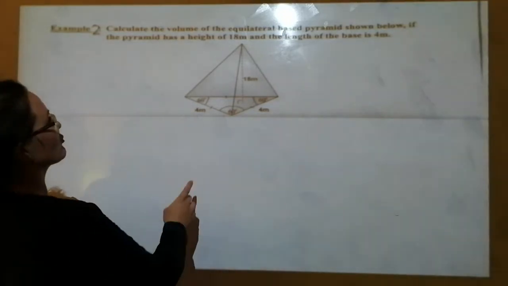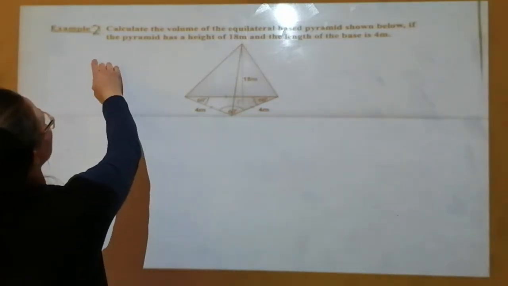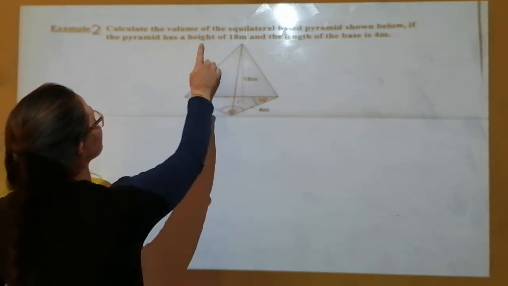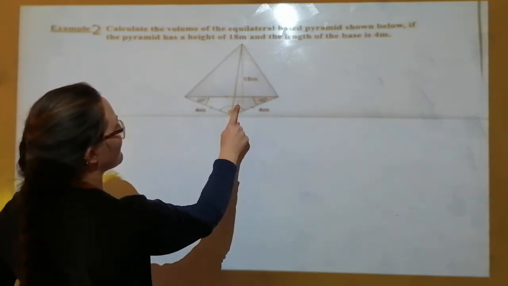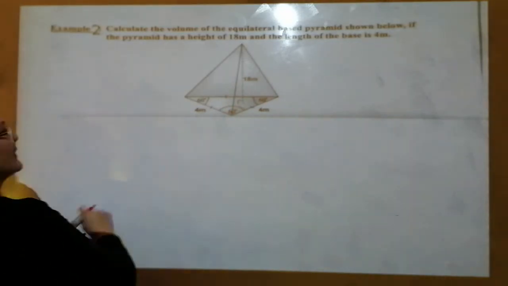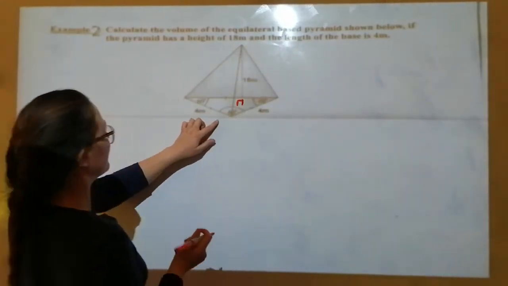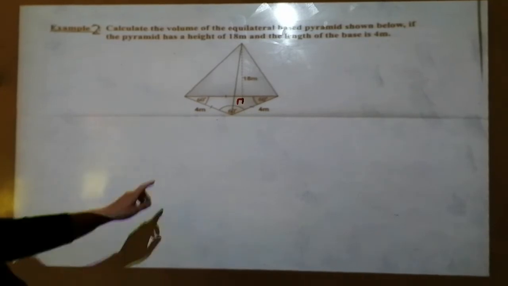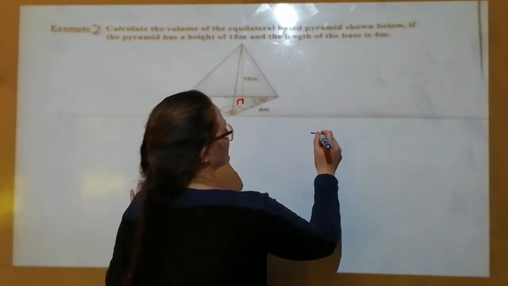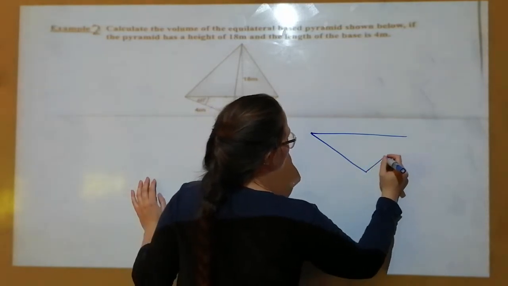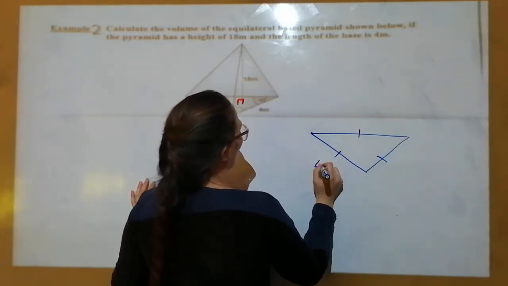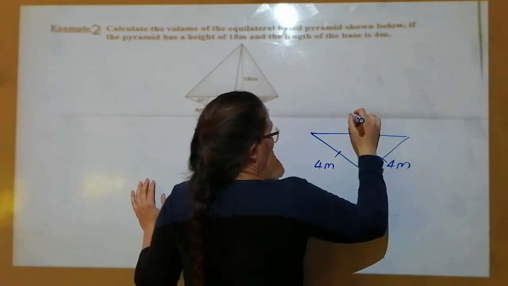Question example 2 reads, calculate the volume of the equilateral base pyramid shown below. If the pyramid has a height of 18 meters, and that's the perpendicular height running from the apex to the center, can you see that perpendicular sign over there, right? And the length of the base is 4 meters. Okay, cool. So we've got this equilateral triangle base, which I'm just going to draw over here, the 2D shaped base, which is equilateral, and they're all 4 meters in length.